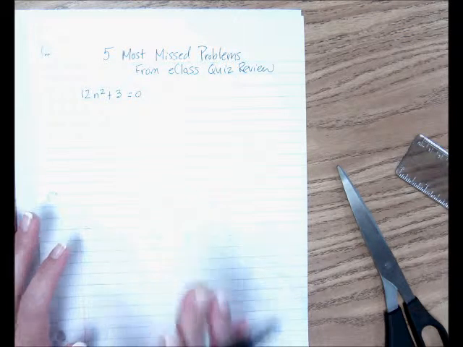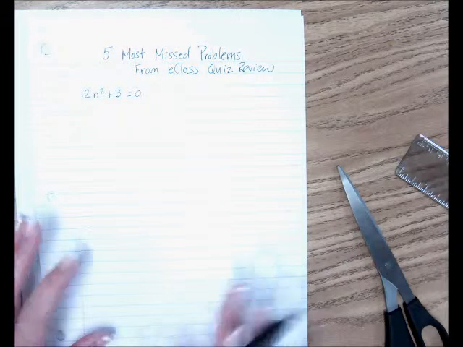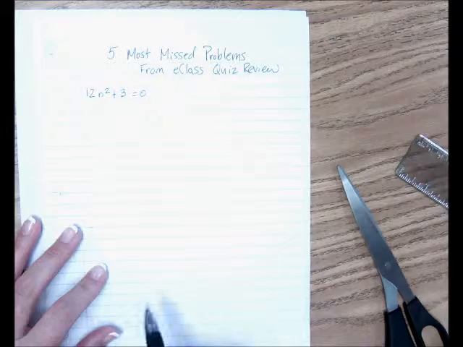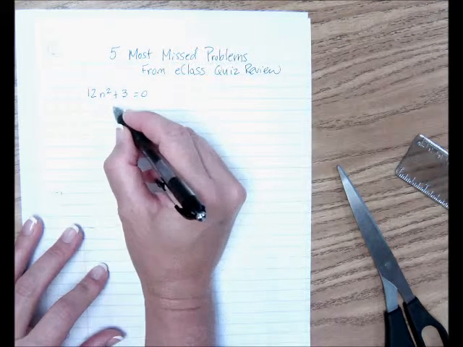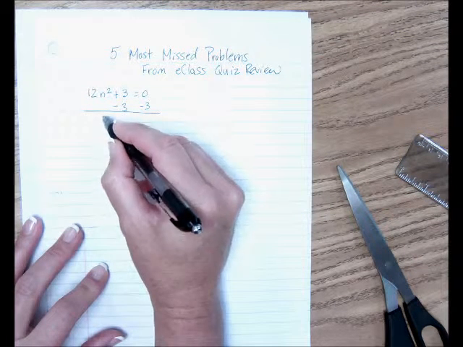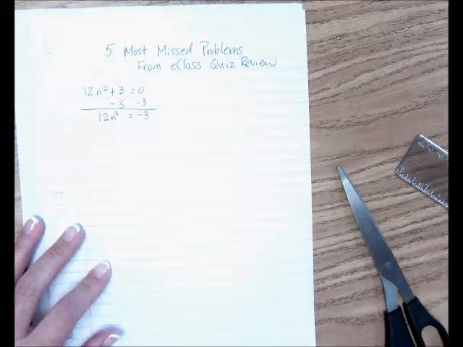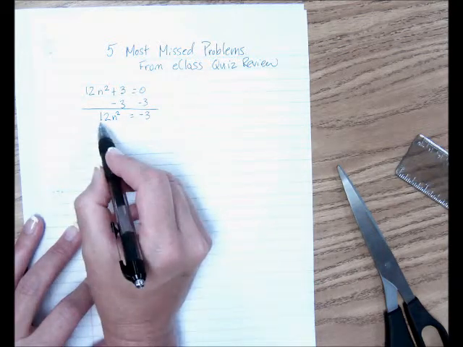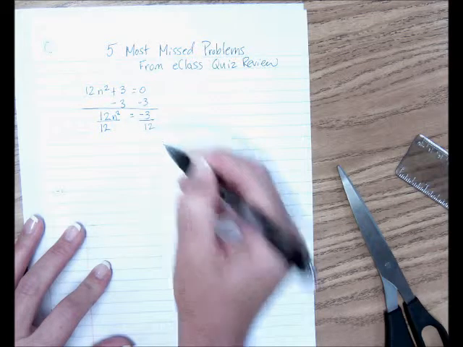In this case, I can do it a couple of different ways. I can use the quadratic formula, or I can isolate the n squared and solve using square roots. So let's isolate the n squared using square roots. So I'm going to subtract 3 from both sides, and then I have 12n squared is equal to negative 3. So from here, I'm still trying to isolate the n squared. So instead of multiplying by 12, to undo that, I'm going to divide by 12, both sides.